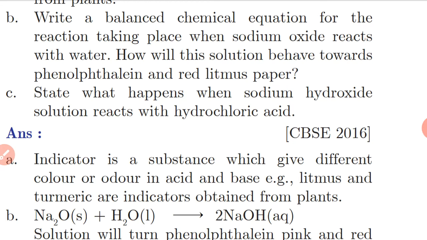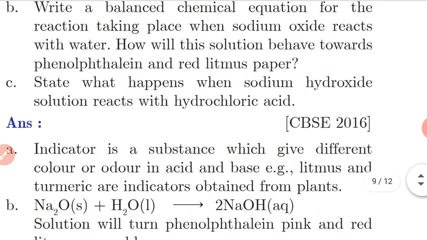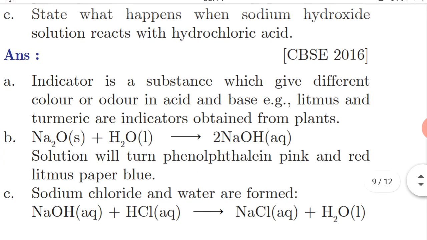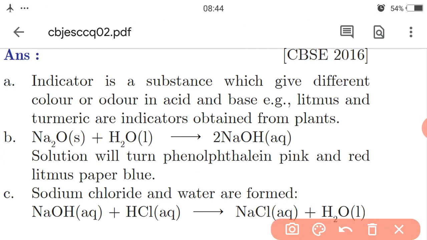Next question is write a balanced chemical equation for the reaction taking place when sodium oxide reacts with water. So we know that sodium oxide is Na2O, and when it reacts with water, which is H2O, it will form NaOH, that is sodium hydroxide. So the solution will turn phenolphthalein pink and red litmus paper blue.